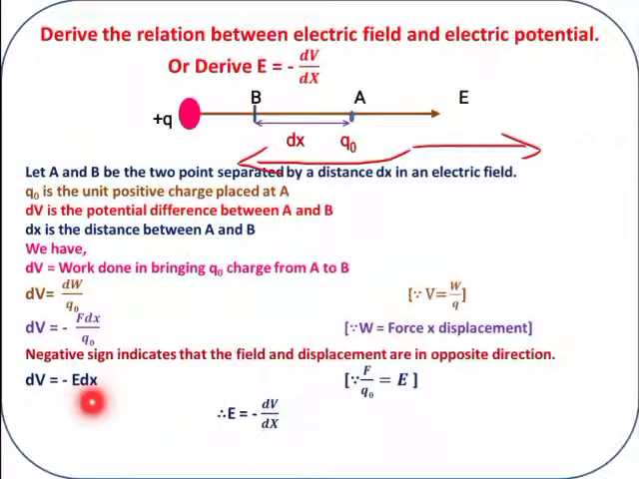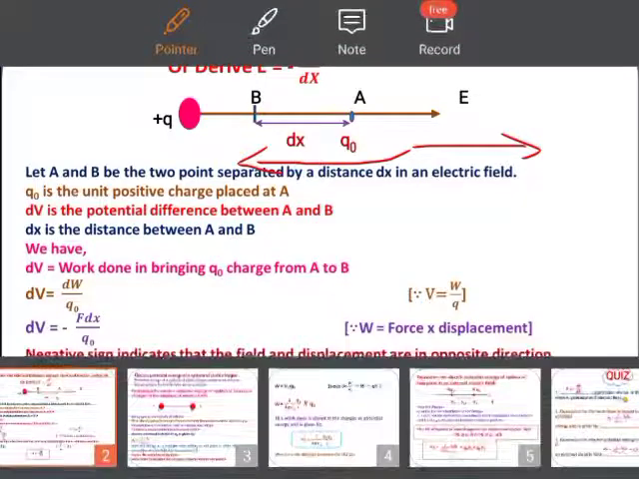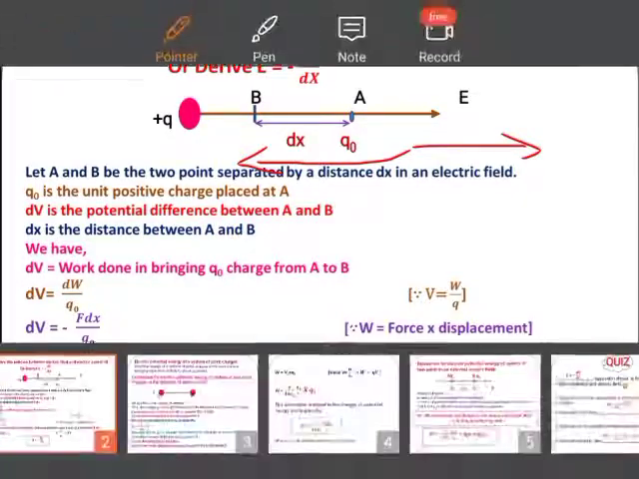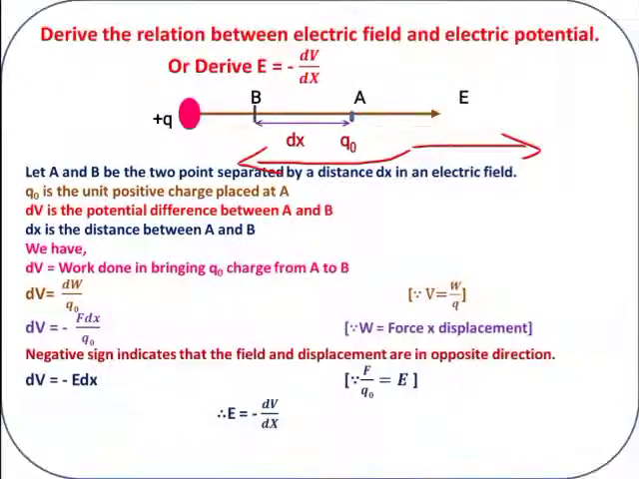So shift this dx here and negative sign here. Then what we get here? E is equal to minus dV by dx. So this is the final expression for the E. Therefore E is equal to minus dV by dx. So this is a very important derivation, very simple and easy derivation.